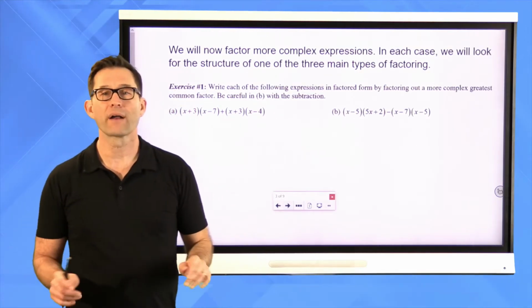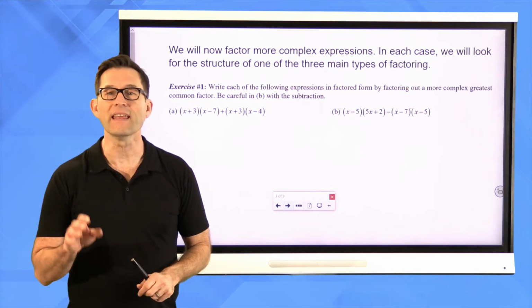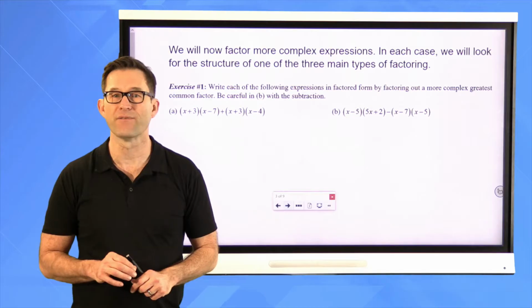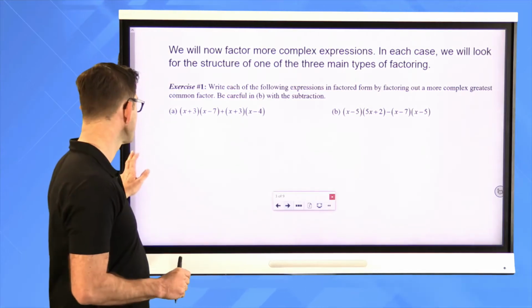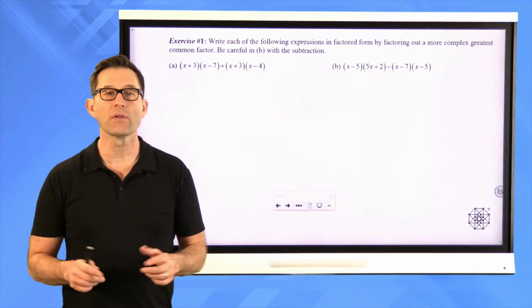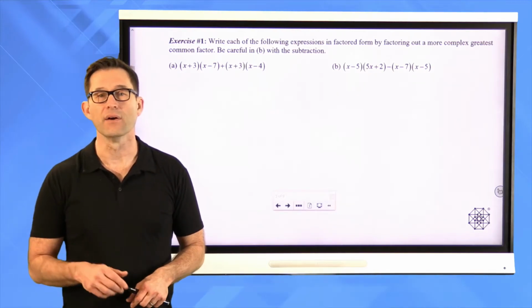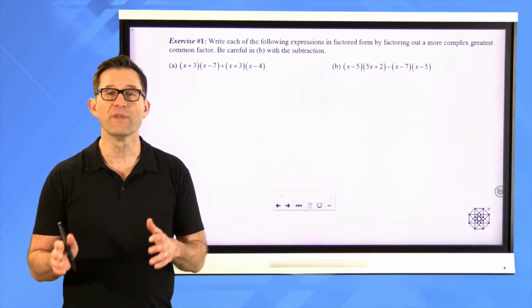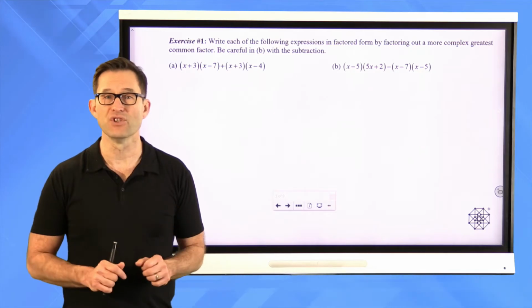Okay, we will now factor more complex expressions. In each case, we will look for the structure of one of the three main types of factoring. So let's jump into exercise 1, which is actually something that you did as early as Unit 1. Write each of the following expressions in factored form by factoring out a more complex greatest common factor. Be careful in B with the subtraction. The structure of these two really is all about GCF.